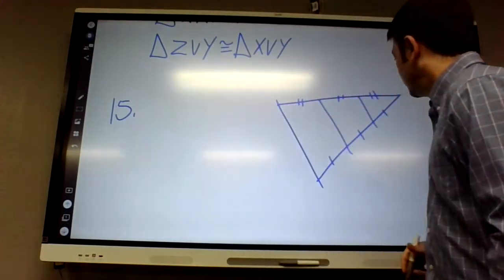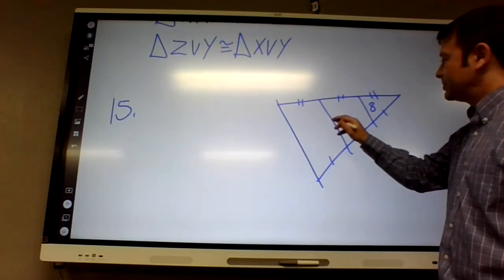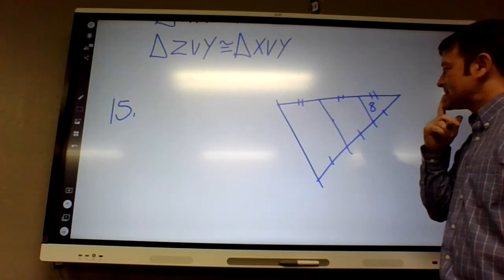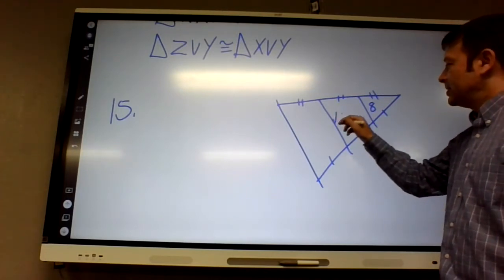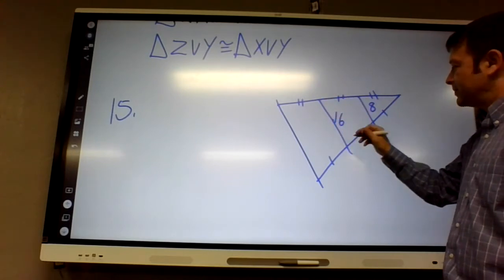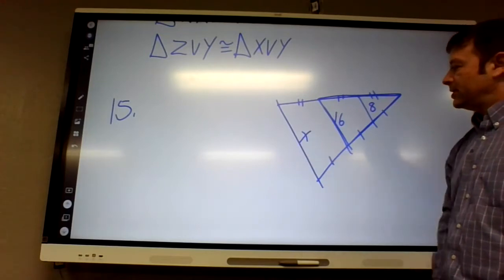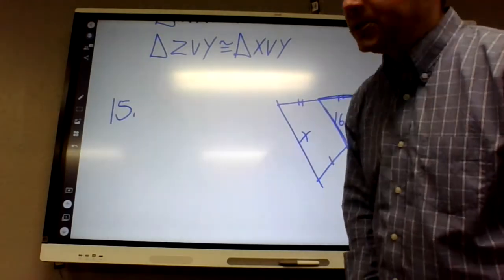Yeah, all right. This is 8 right here. So how long would this have to be? 16. A mid-segment of a triangle is half the length of the base of the triangle, just looking at this triangle. How long would that thing have to be, whatever it's called, AG? How long is that?